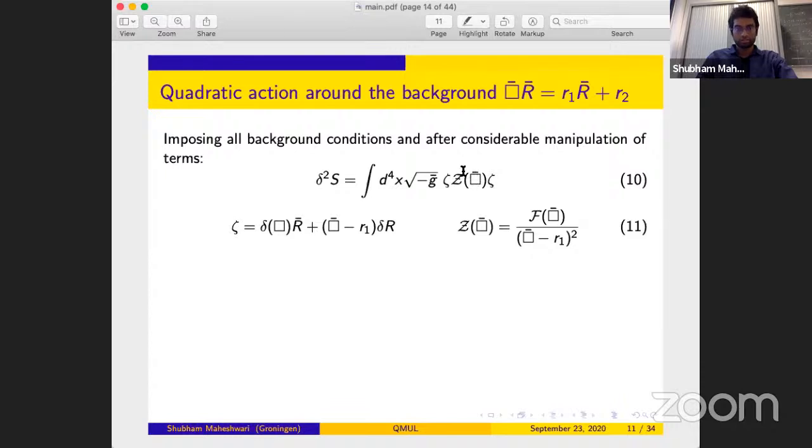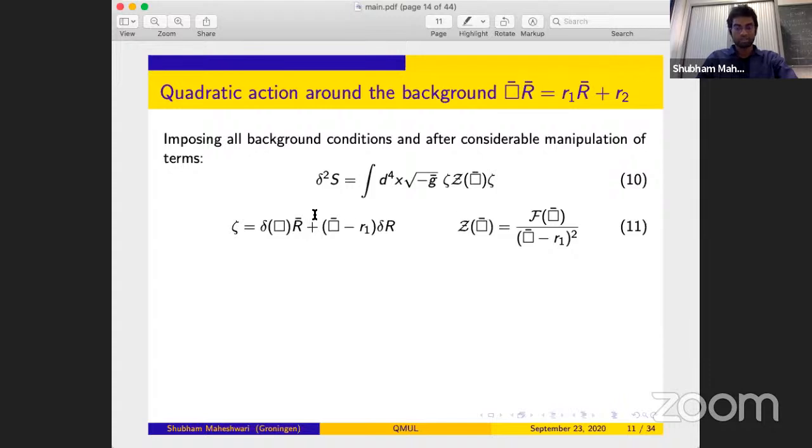So it looks like there is only one term, zeta z of box times zeta, where zeta is defined over here. So this is delta of box acting on r bar plus box minus r1, where r1 is some constant, multiplied by delta r. And z of box is related to this unknown function f of box in this particular way. Now I should mention that at this point, I have not assumed that the background is spherically symmetric or if it's FRW or anything. I just impose that it satisfies this ansatz, box r bar equals r1 r bar plus r2.